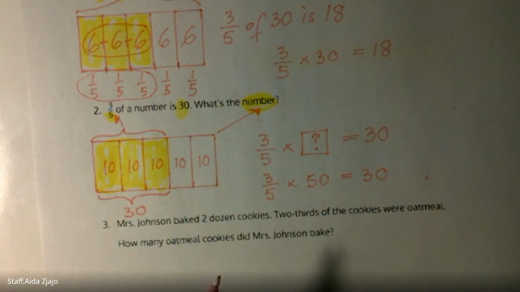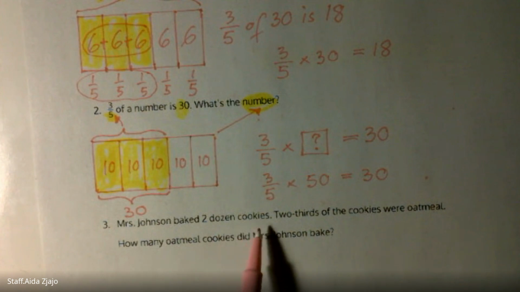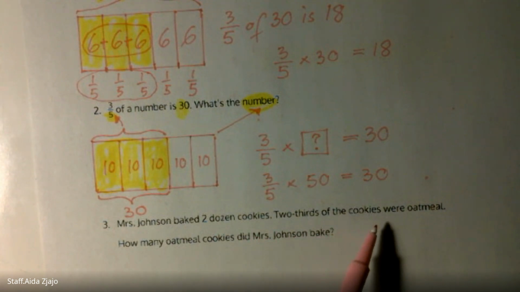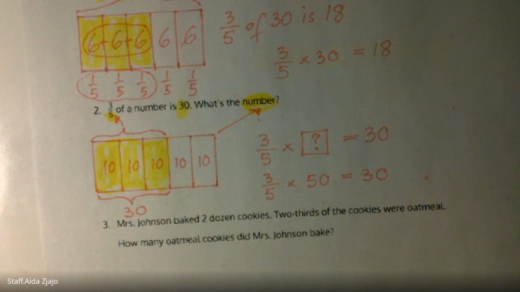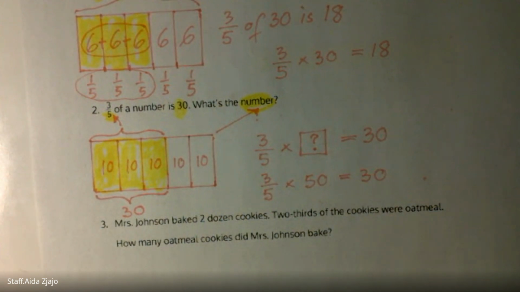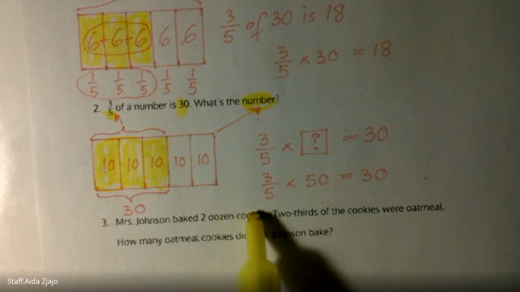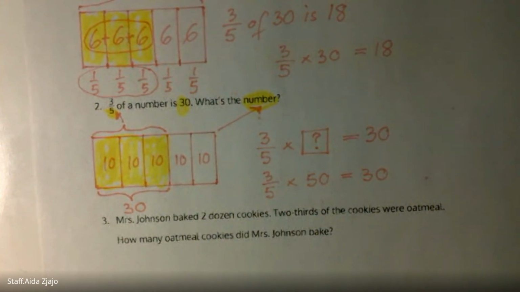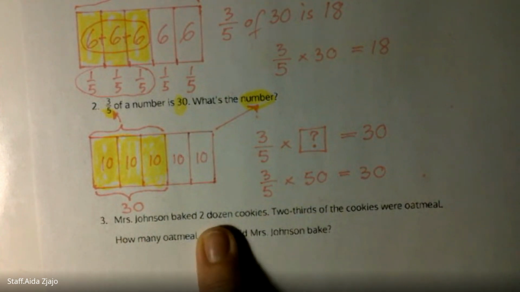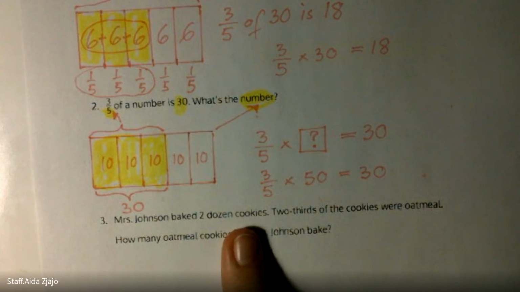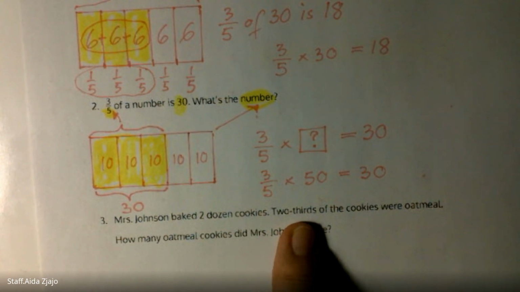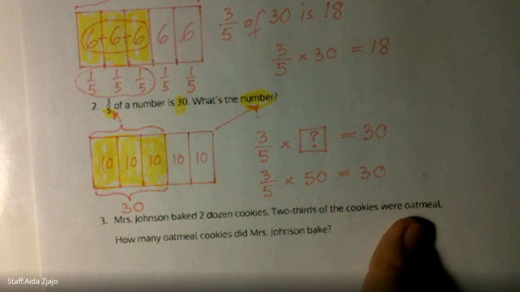Okie dokie. So next, Mrs. Johnson baked 2 dozen cookies. 2/3 of her cookies were oatmeal. How many oatmeal cookies did Mrs. Johnson bake? Okay, that is the 2 dozen. I think a dozen is 12. So 2 dozen means 2 times 12, 24 cookies. 2/3 of those cookies were oatmeal.